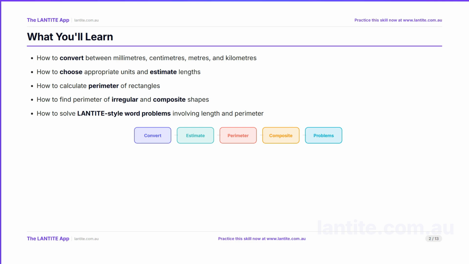Here is our roadmap. We will start with the metric system for length, then practice converting between units. We will move on to choosing appropriate units and estimating real-world lengths. Then, we will calculate perimeters of rectangles, irregular shapes, and composite figures. Finally, we will tackle LANTITE-style word problems that bring all these skills together.